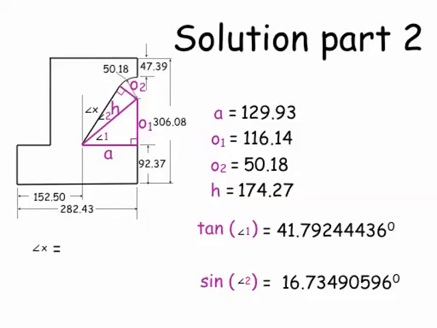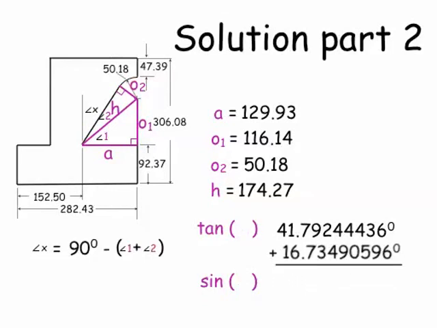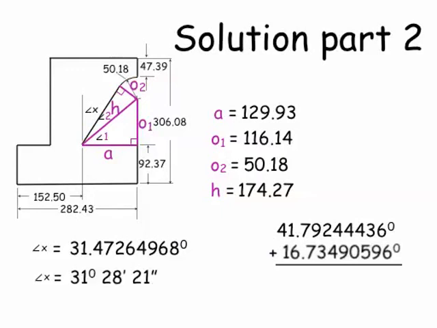Add those two together and subtract it from 90 degrees to get x. So added together, that's 58.5273532 degrees. Subtracted from 90, and we have 31.4726496 degrees. And if we want that in degrees, minutes, seconds, that's 31 degrees, 28 minutes, 21 seconds. The answer to our problem.